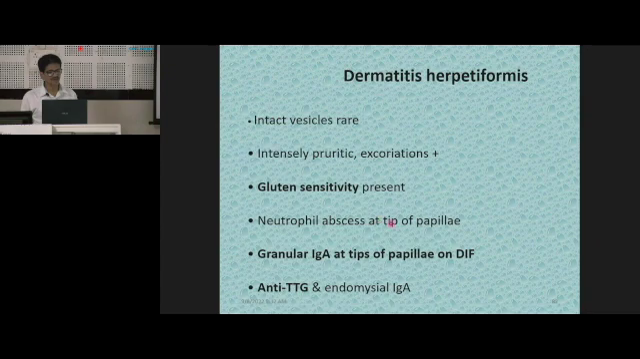There are neutrophil abscesses at the tip of the dermal papilla. So neutrophils are there, and their position is also specific, that is at the tip of the papilla. There is granular IgA deposition at the papilla on direct immunofluorescence, and anti-TTG antibodies are also present.